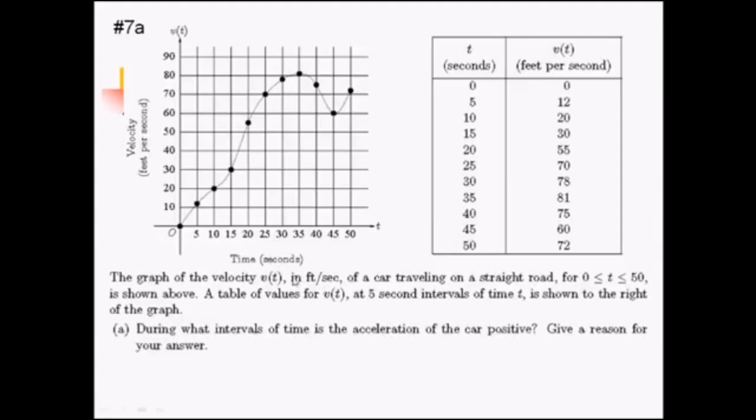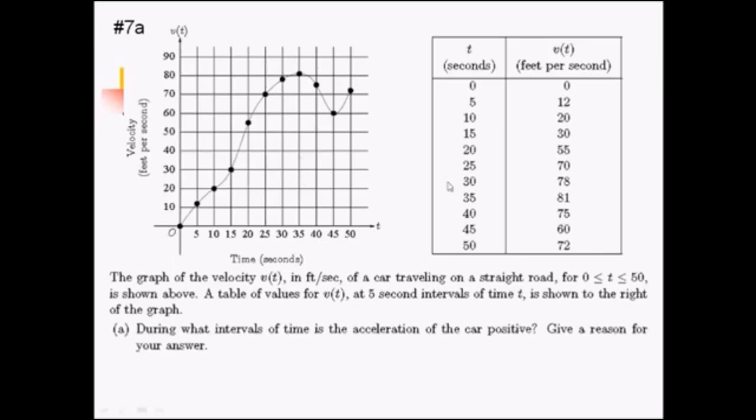For number 7, we have the graph of velocity in feet per second of a car traveling on a straight road from 0 to 50, and that's in seconds. So we have a table of values at 5-second intervals, and we have a graph. So different representations here. Now part A wants to know during what intervals of time is the acceleration of the car positive, and give a reason for the answer.